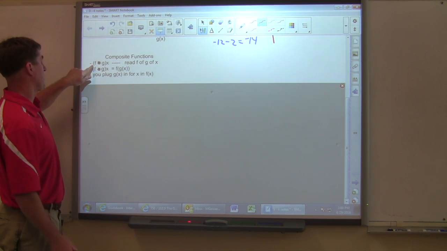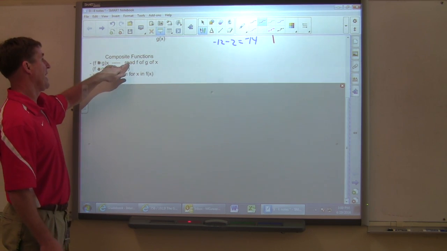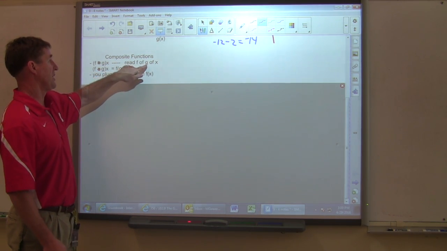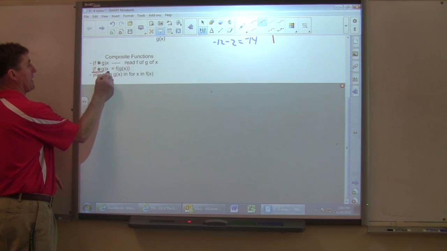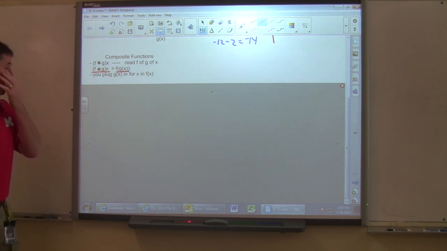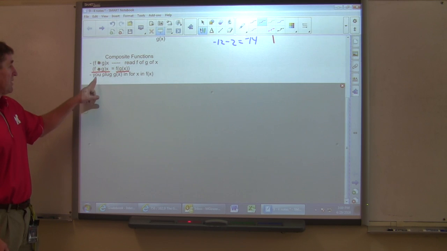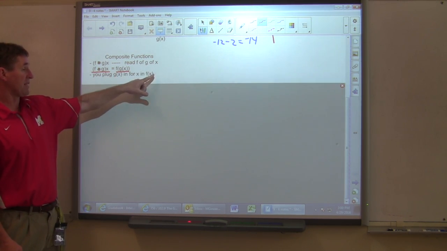Composite functions are simply written this way: f open circle g, read as f of g of x. So f of g of x can be written either this way or that way, it's the same thing. It simply means, in this case, you plug g of x in for x in f of x.